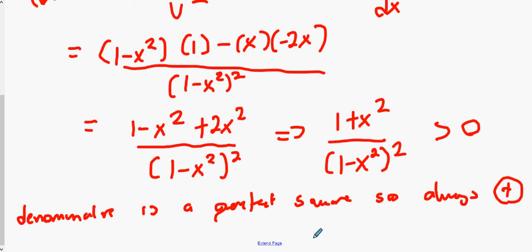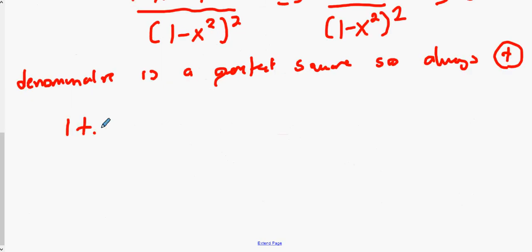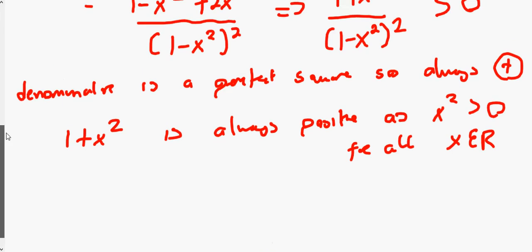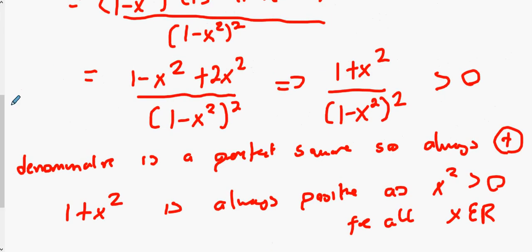Now, 1 plus x squared is always positive. Why? As x squared is always greater than or equal to 0 for all x elements of the reals. Doesn't matter what value of x you put in, it's going to turn positive, and it's going to add on to 1, and it's also going to be positive. So it's positive no matter what. Is that okay? So you just give a quick 2-line explanation as to why it's bigger than 0 and you're good to go. Is that alright?